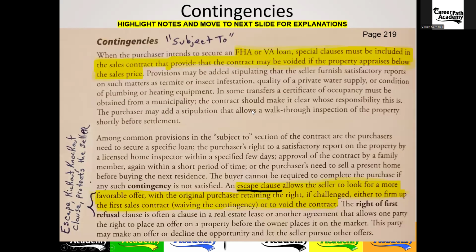So let's do some notes there, page 219. Next to contingencies, just write "subject to," because contingencies are usually added into the contract by saying that the purchase is subject to, and then they fill in the blank. Whatever the reason, what is it subject to? What is that stipulation?